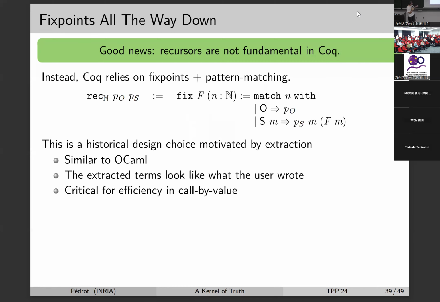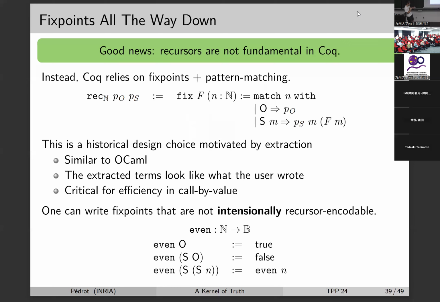And the reason for this design choice is basically extraction. So people designed the inductive type system to look like the OCaml programming language, so that it would be easy to transform a Coq proof into an actual OCaml program. And it's very important for efficiency in a code-level setting that you can write a program that really looks like what's going to be extracted.